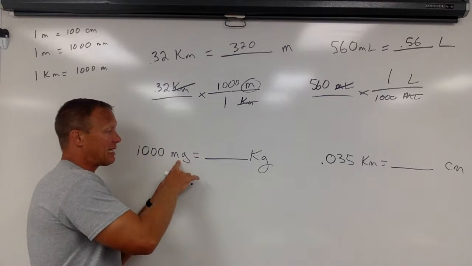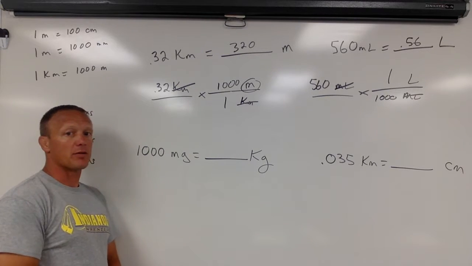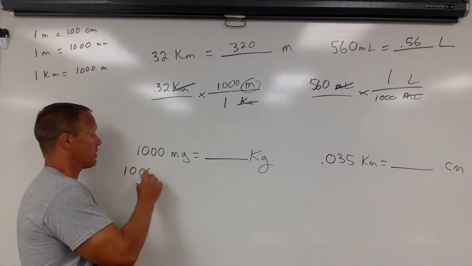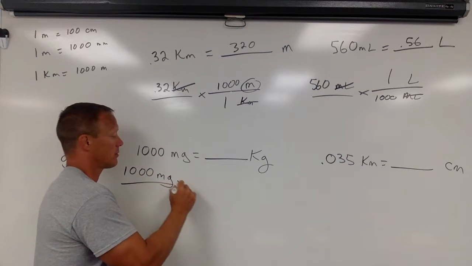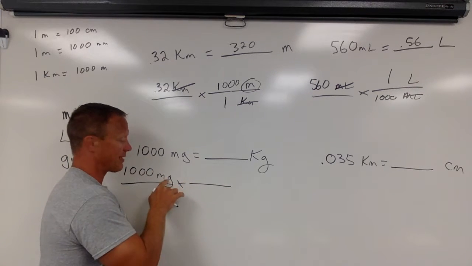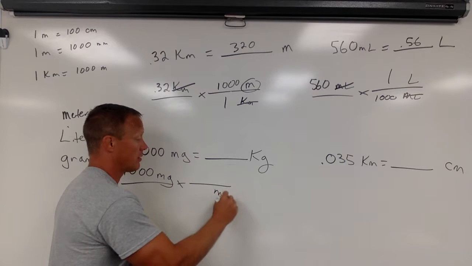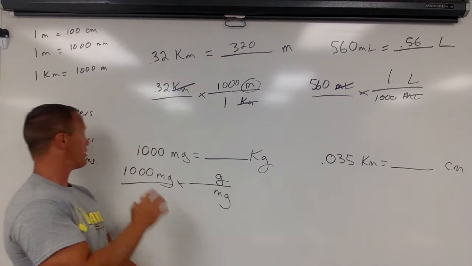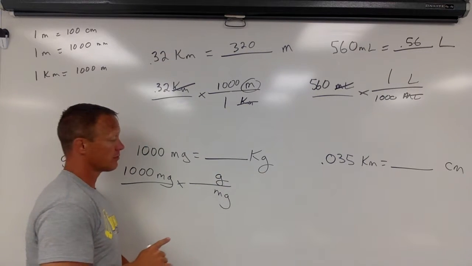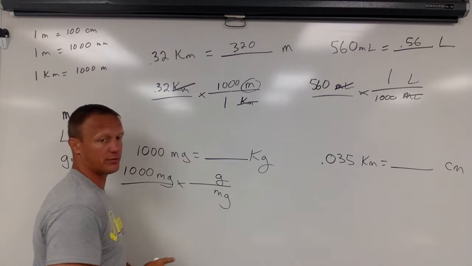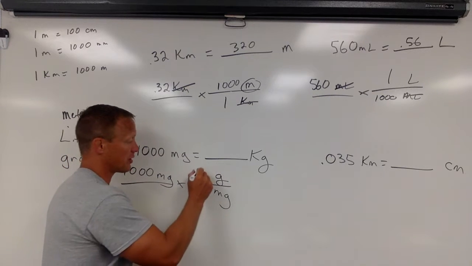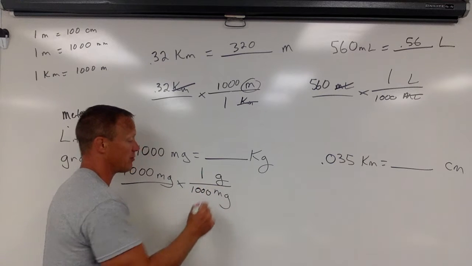Notice this one is from milli to kilo, so we don't have a base unit there, but I'm still going to use the base unit. So I'm going to start with 1,000 milligrams. Again, this label needs to go on the bottom. I'm always going to the base unit. In this case, the base unit is grams. So we have to know this conversion. A gram is bigger, so we say that every gram contains 1,000 little milligrams.